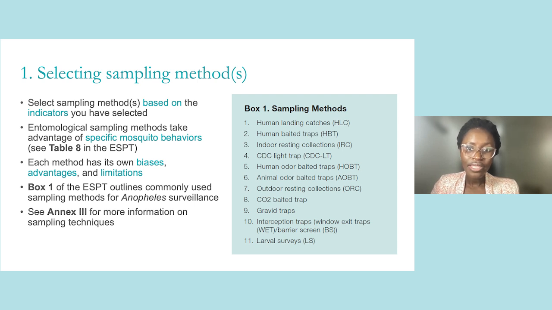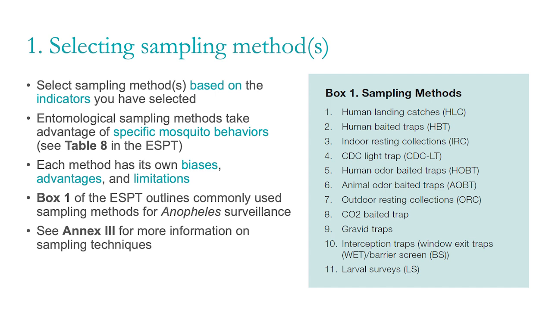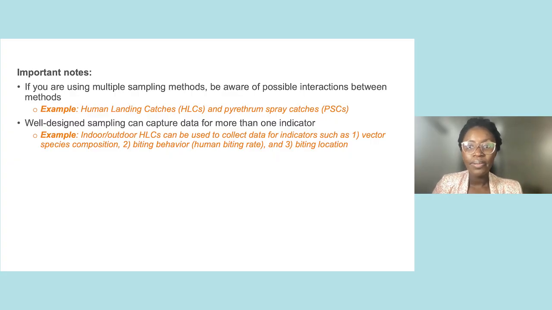For example, the HLC might be most effective for measuring human biting rates, but it is also expensive and labor-intensive. You can refer to Box 1 for a list of common sampling techniques, many of which you might have experience using yourself, such as the CDC light trap and HLC. If you'd like more information on these sampling methods, please pause the video now and review Annex 3 of the ESPT. When selecting multiple sampling methods, consider how they may interact.